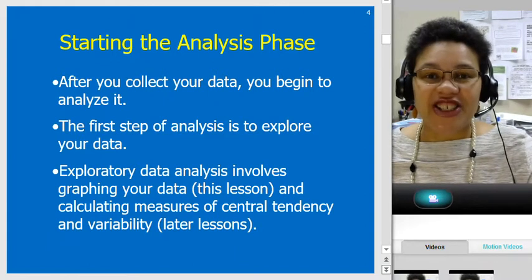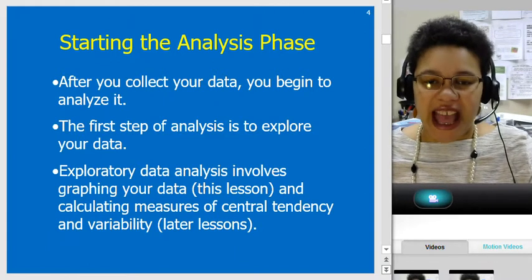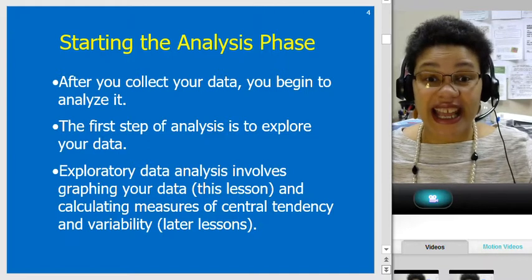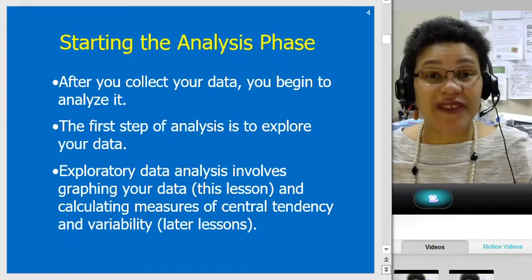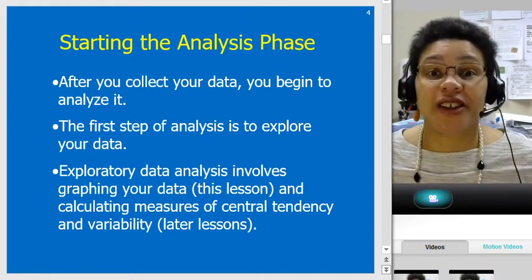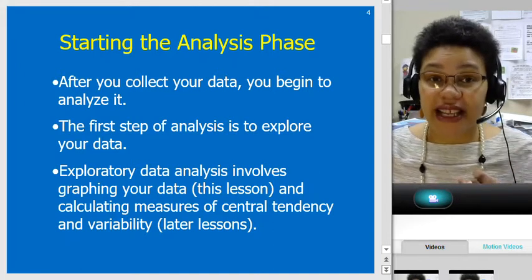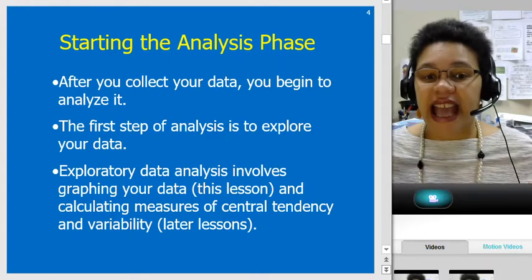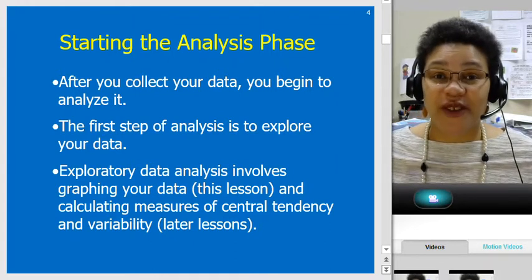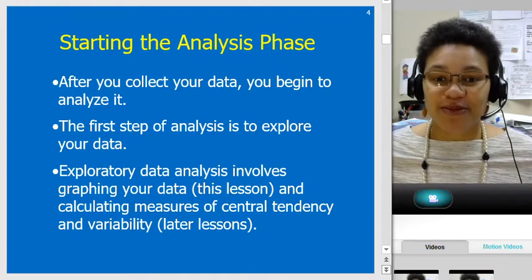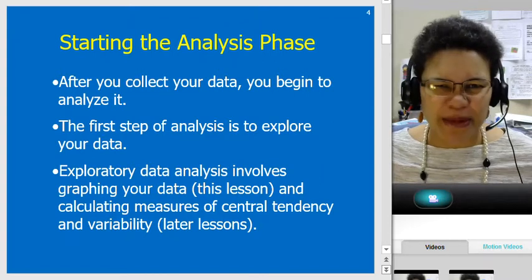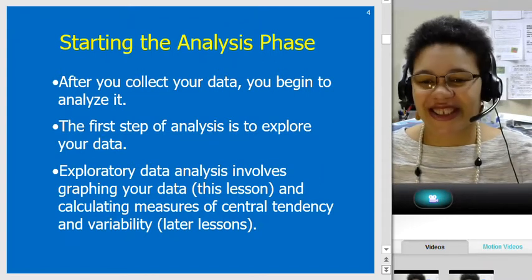So let's talk about starting the analysis phase. After you collect your data, you begin to analyze it, and the first step of analysis is to explore the data. Exploratory data analysis involves graphing the data, which is this lesson, and calculating measures of central tendency and variability, which this says later lessons, but you've probably already watched those videos.